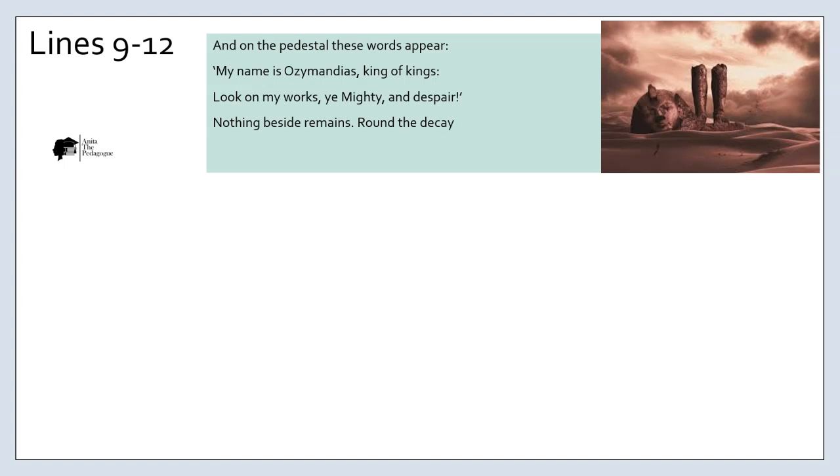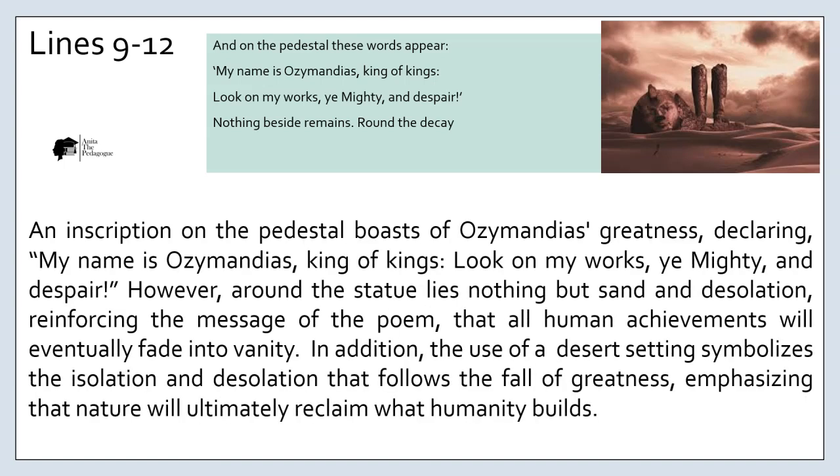Let's move on to lines 9 to 12. An inscription on the pedestal boasts of Ozymandias' greatness, declaring, "My name is Ozymandias, King of Kings. Look on my works, ye mighty, and despair." However, around the statue lies nothing but sand and desolation, reinforcing the message of this poem that all human achievements will eventually fade into vanity.